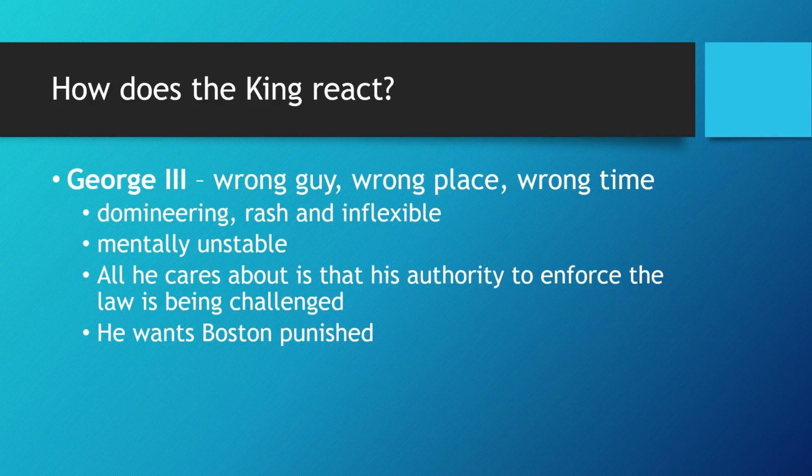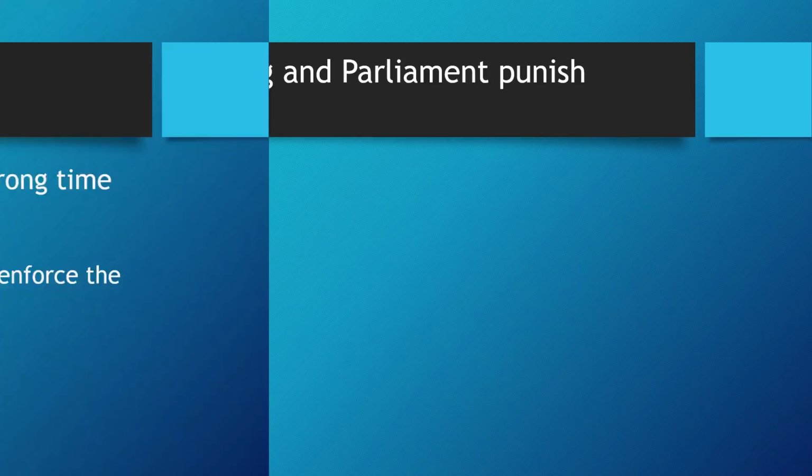In addition, he was mentally unstable and prone to bouts of insanity that only increased in frequency and duration as he got older. All he cared about was that his authority to enforce the law was being challenged. He wanted the colonies to recognize that he was their master. He wanted Boston punished and brought to heel, like a dog on a leash.